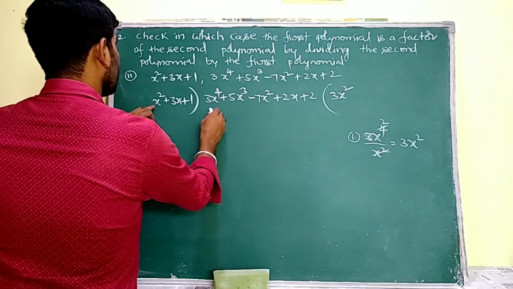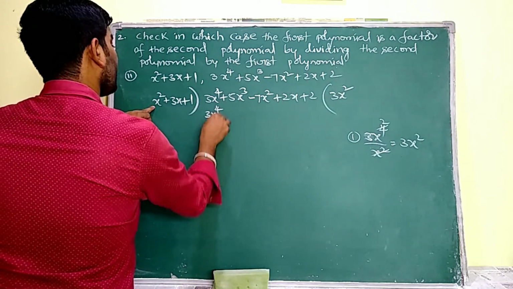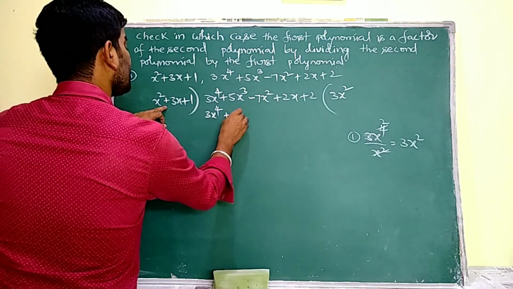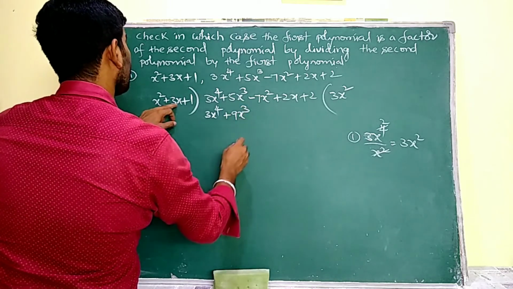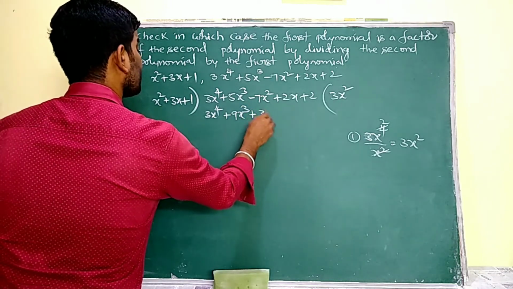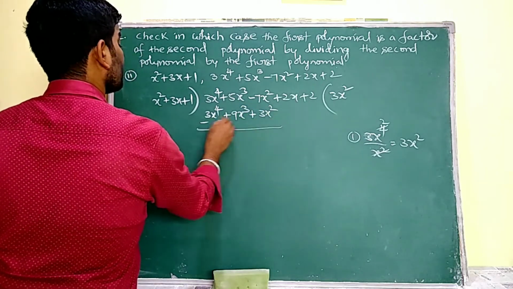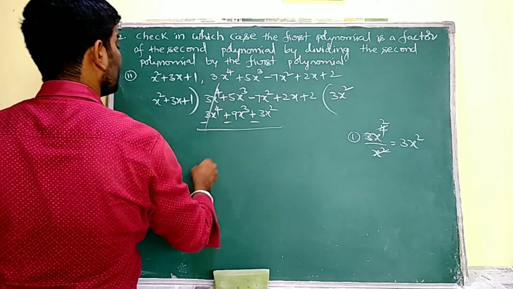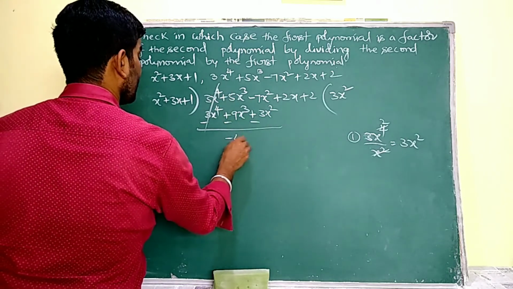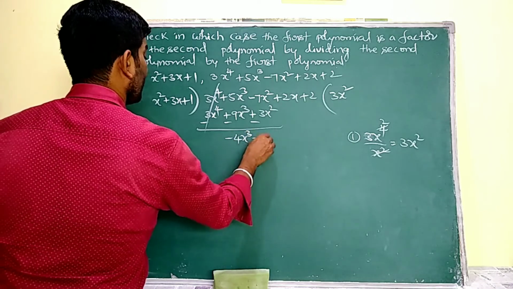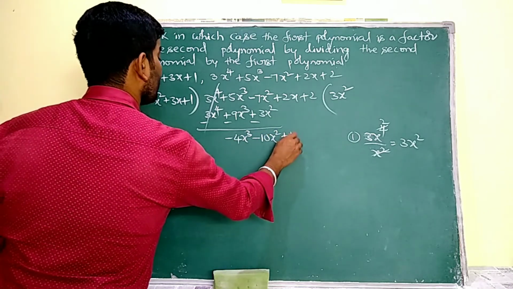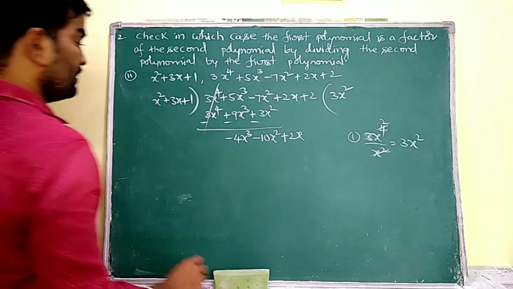Now 3x square into x square, 3x power of 4. 3x square into 3x, 9x cube. Okay now, plus 1 into 3x square, 3x square. So minus minus minus. Here these two are going to cancel. Then minus 4x cube minus 10x square plus I have to carry the 2x.